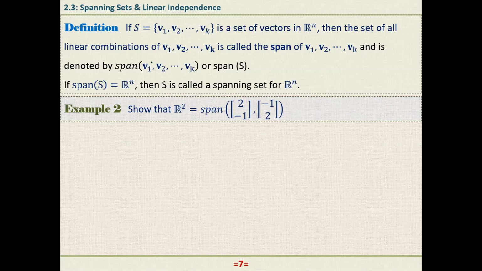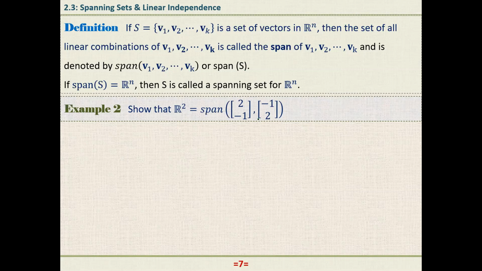Then the set of all linear combinations of v1, v2, ..., vk is called the span of v1, v2, ..., vk, and it's denoted by span{v1, v2, ..., vk}. We are saying that the span of S is all the linear combinations of these vectors. It gives us some kind of another space. For example, in this example, show that R2 is the span of these two vectors.